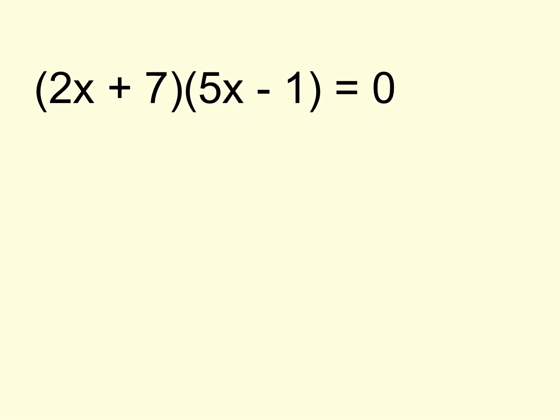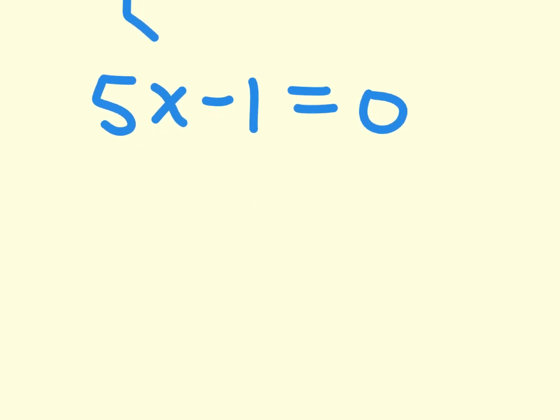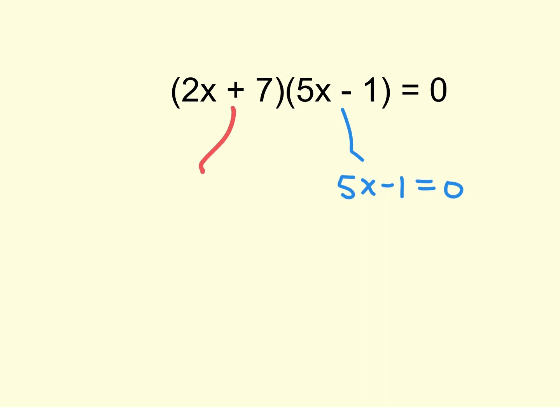Okay, this is kind of hard. But watch what I do. I go 5x minus 1 equals 0, and then I solve it. Isn't that like a super easy equation to solve? It is. This one: 2x plus 7 has to equal 0. Isn't that like the easiest equation ever to solve? We just subtract 7 from both sides and divide by 2. So that's what you do.